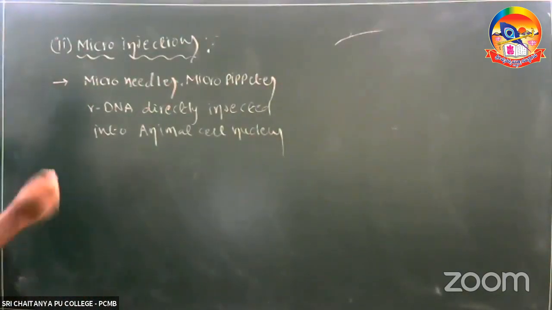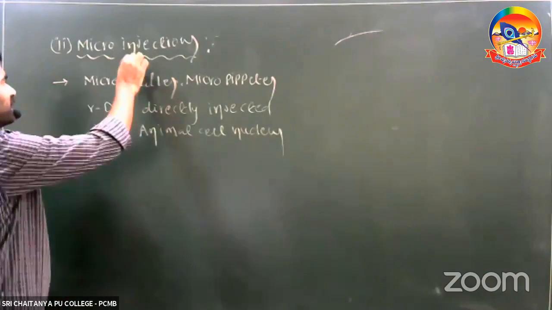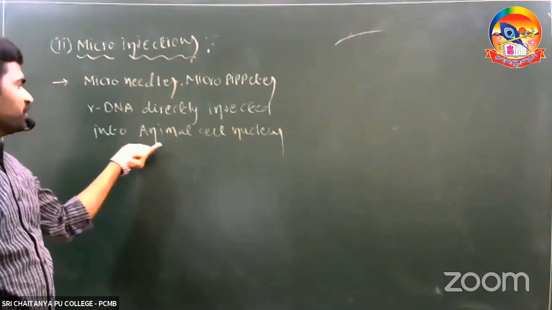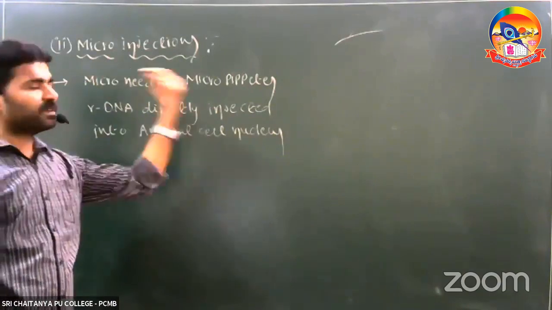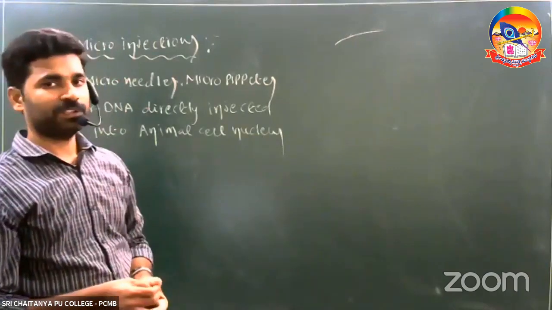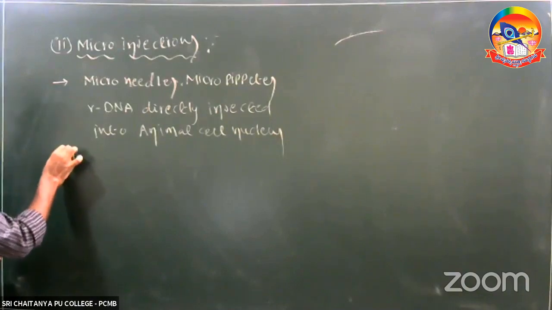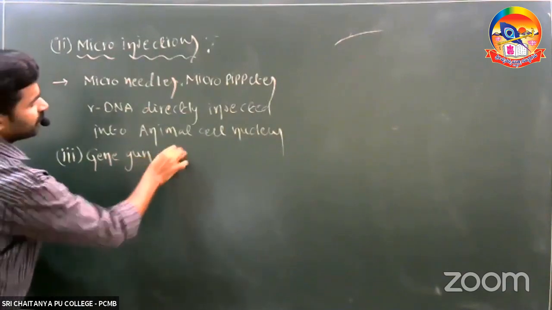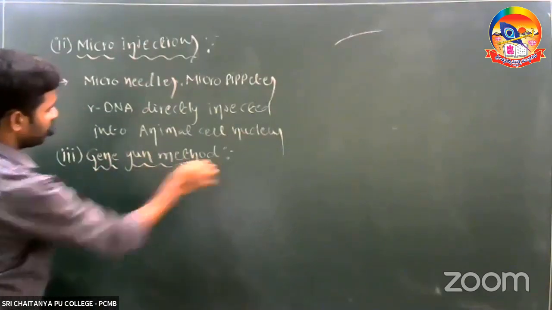The first method is applicable for bacteria. The second method is applicable for animal cells. So in this method, by using microneedles or micropipettes, the rDNA is directly injected into the animal cell nucleus. In this process, the genetic material is incorporated with the animal cell genetic material and amplified along with it. Then the next method, the gene gun method. The gene gun method is also called the biolistic method.